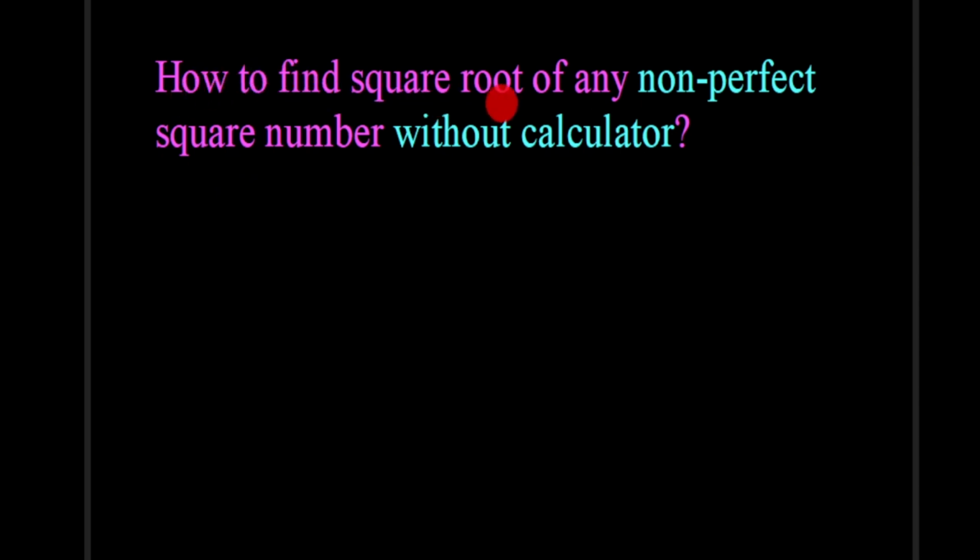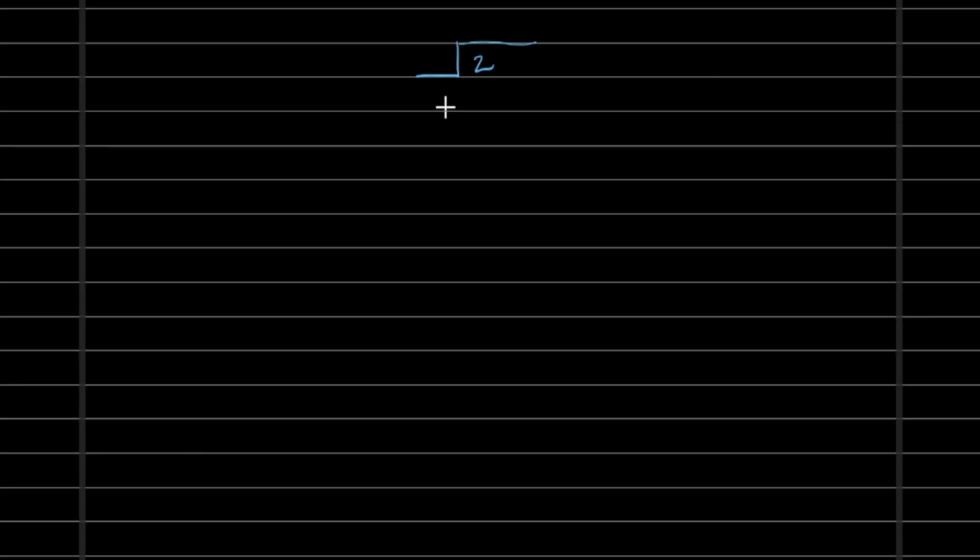How to find the square root of any non-perfect square number without a calculator. Let's do an example. Radical 2 is how much? We divide 2 by a perfect square which is less than 2, which is 1. When we divide 2 by 1, we get 1. 1 times 1 is 1. When we subtract 1 from 2, we get 1. And we put a point here, and we add 2 zeros here.